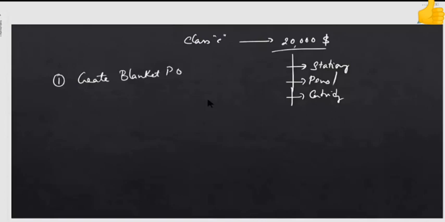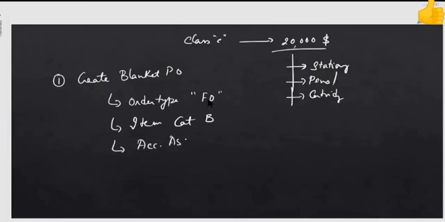To create a blanket PO, the order type is FO, framework order. And the item category is B. And you always have to have an account assignment. Why? Simple. These are non-stock materials. You're not going to stock them. There's not going to be a MIGO.